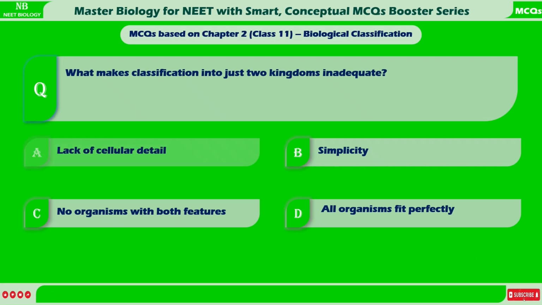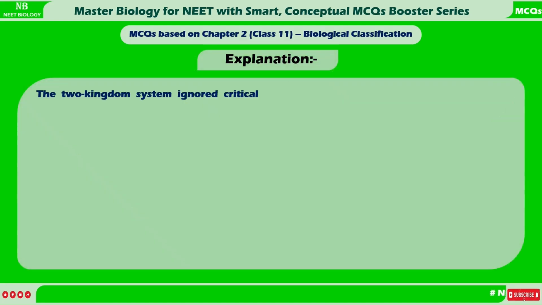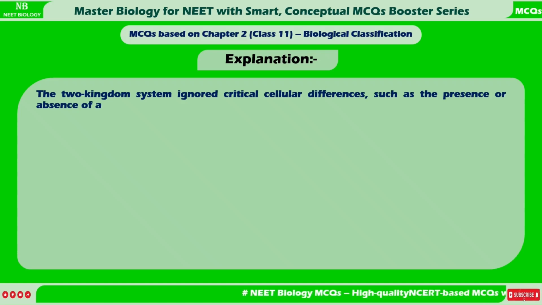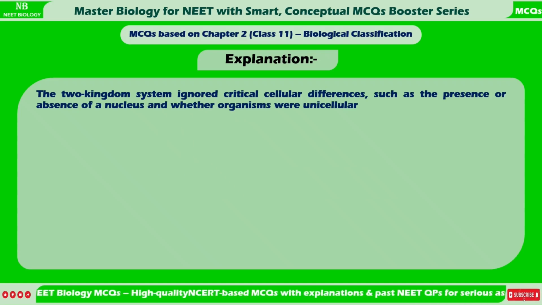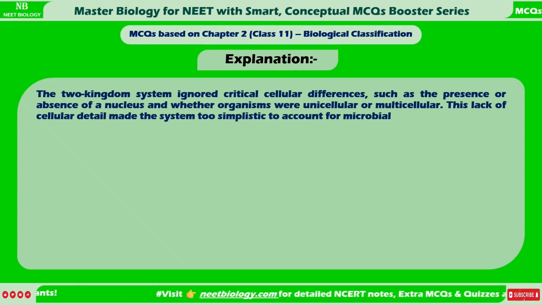Correct answer is A. Lack of cellular detail. Explanation: The two-kingdom system ignored critical cellular differences, such as the presence or absence of a nucleus and whether organisms were unicellular or multicellular. This lack of cellular detail made the system too simplistic to account for microbial diversity.